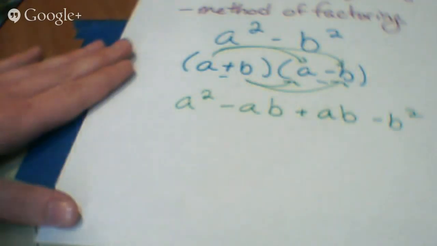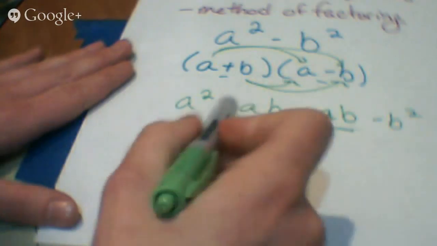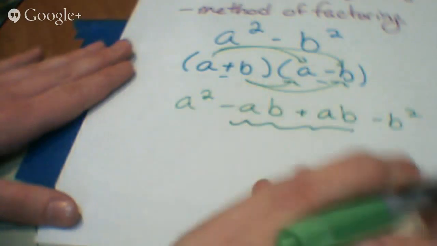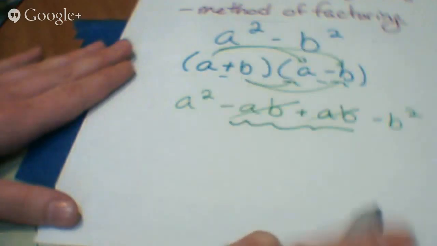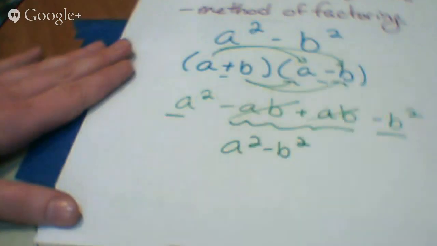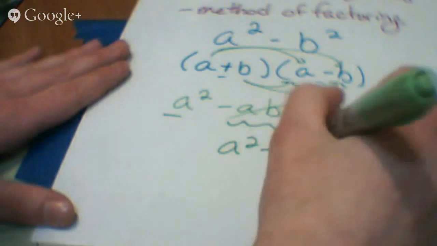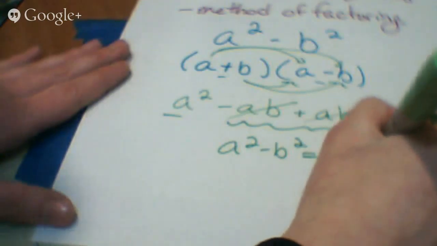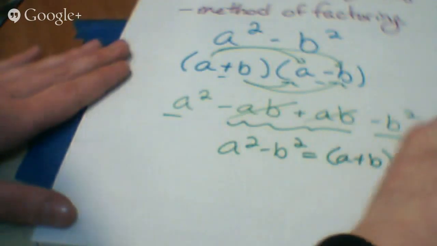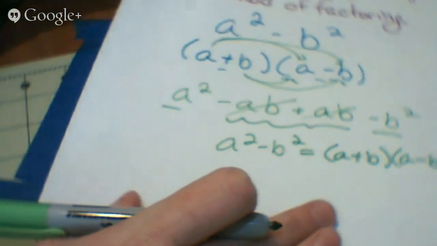Now the nice thing we see is our middle terms cancel out to be 0. We have negative ab plus ab. So those just cancel, we'll cross them off, and we're left with a squared minus b squared. So we just showed that a squared minus b squared is equal to this factoring: a plus b times a minus b. So isn't that fancy?